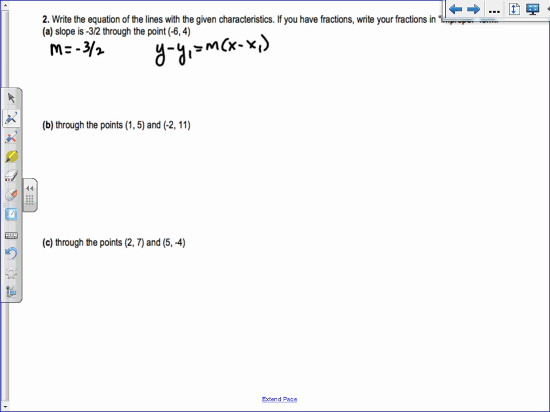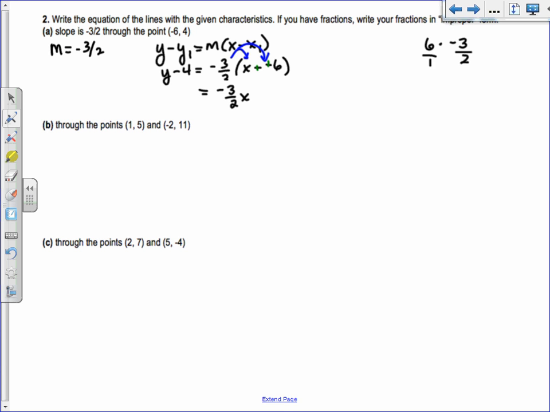All right, so your point is negative 6, 4. So that's going to be your x1, y1. So you're going to have y minus 4 equals negative 3 over 2 times x minus a negative 6. Okay, so that ends up being plus 6. All right, so you're going to distribute your negative 3 over 2. So it's going to go into both pieces. So you're going to get negative 3 over 2x. And then off to the side, if you need to write this, you have 6 times negative 3 over 2.